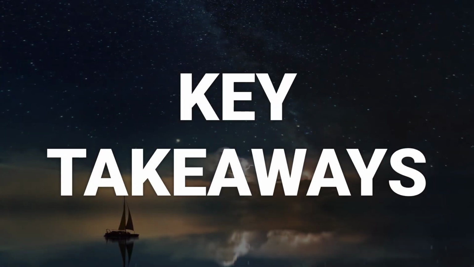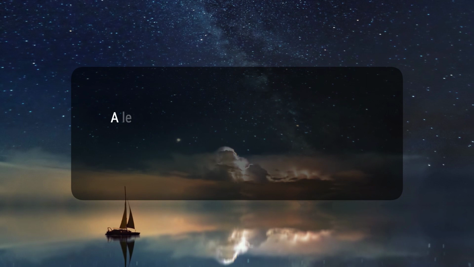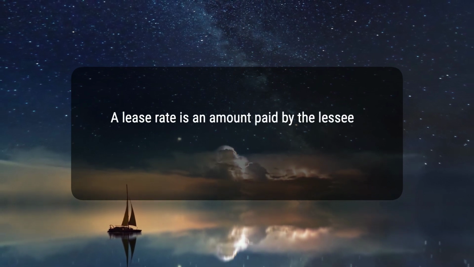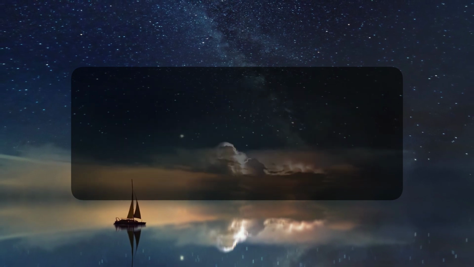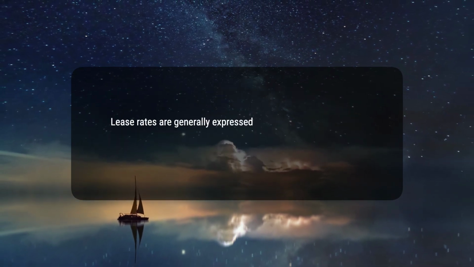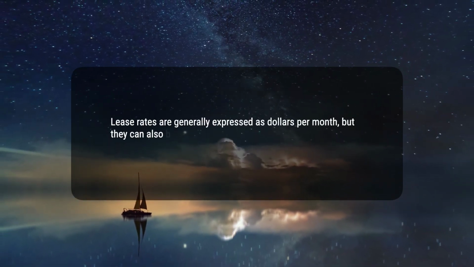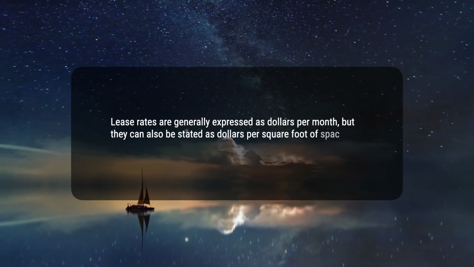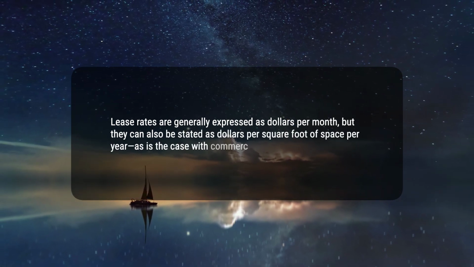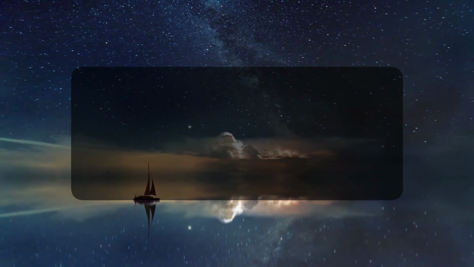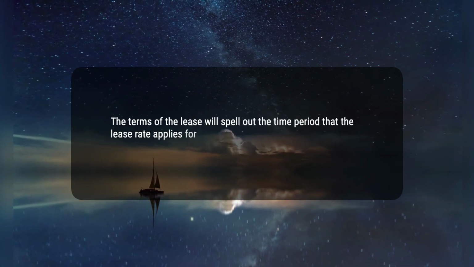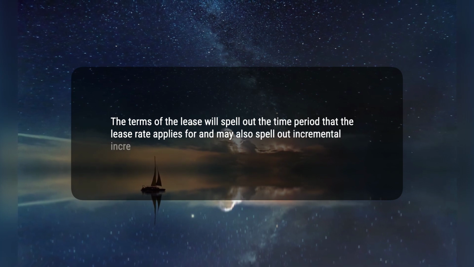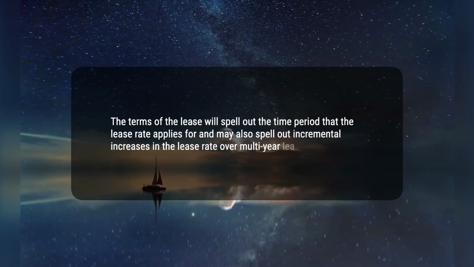Here are three key takeaways. 1. A lease rate is an amount paid by the lessee to the lessor for use of an asset for a set period of time. 2. Lease rates are generally expressed as dollars per month, but they can also be stated as dollars per square foot of space per year, as is the case with commercial real estate. 3. The terms of the lease will spell out the time period that the lease rate applies for and may also spell out incremental increases in the lease rate over multi-year leases.